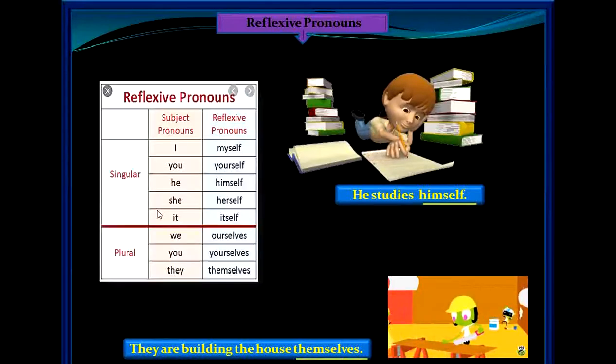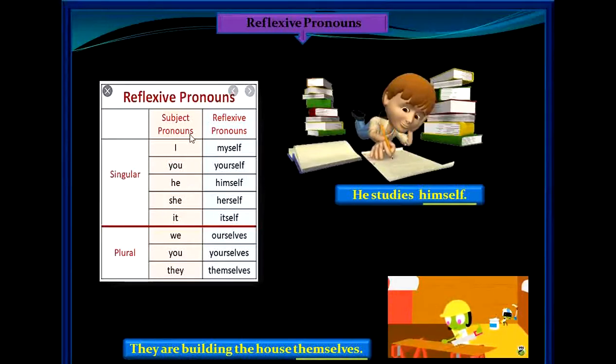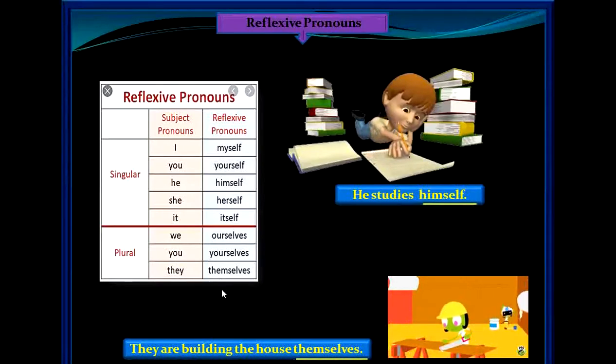Children, here is a chart which shows the reflexive pronouns of each of these personal pronouns. So the reflexive pronoun of I is myself, you is yourself, he is himself, she is herself, it is itself, we is ourselves, you is yourselves, and they is themselves.